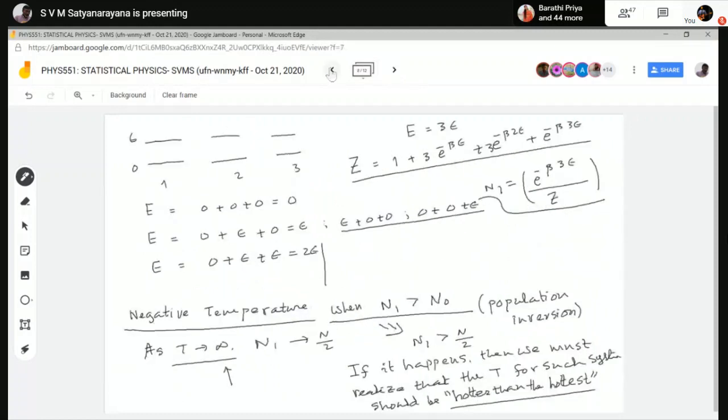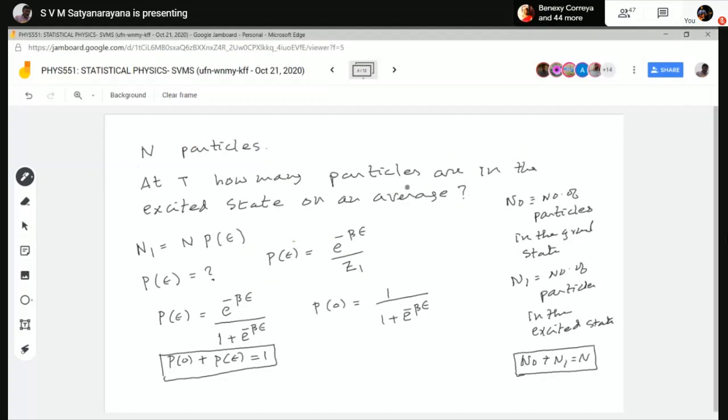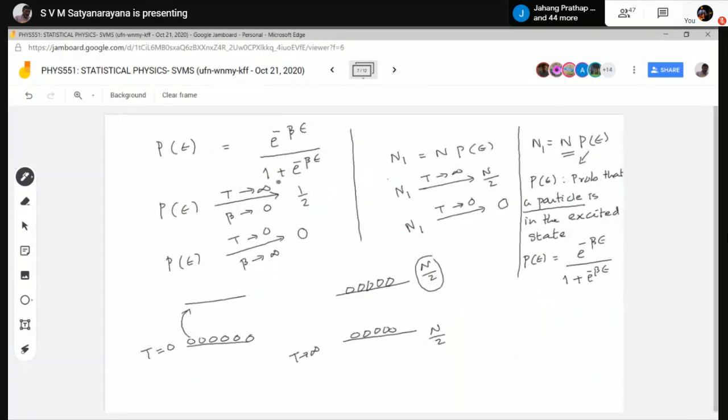Now, then we asked the question of how to find out how many particles on average are there in the excited state. You can get that answer by taking the total number of particles multiplied by the probability of a particle being in the excited state, which is obtained by this Boltzmann factor e to the minus beta epsilon divided by Z1. And so we got that expression, also evaluated in the limits T tending to infinity, beta tending to 0. This is half, and the maximum number of particles in the excited state at infinite temperature is only N by 2.